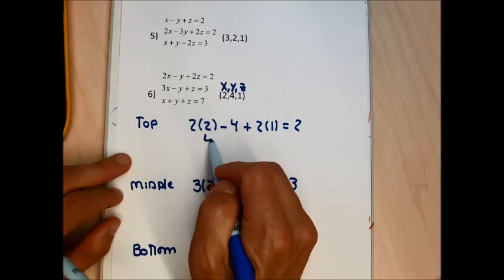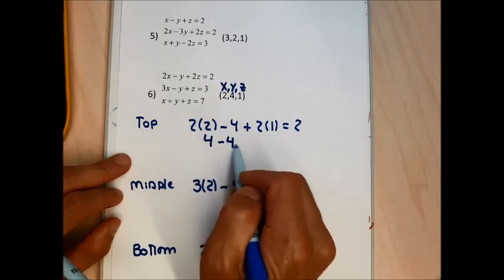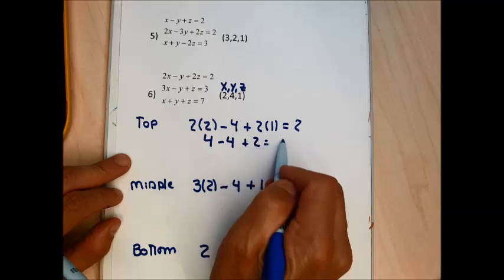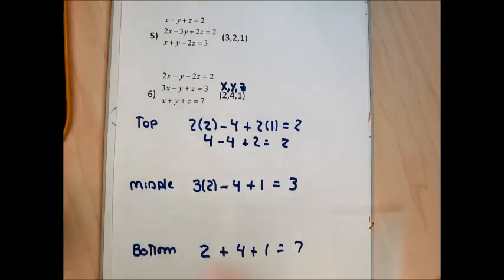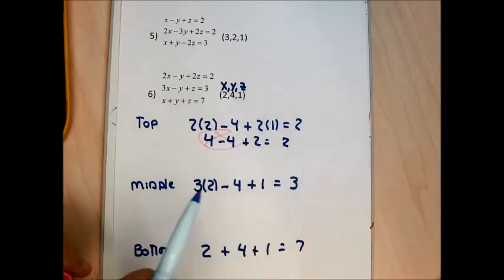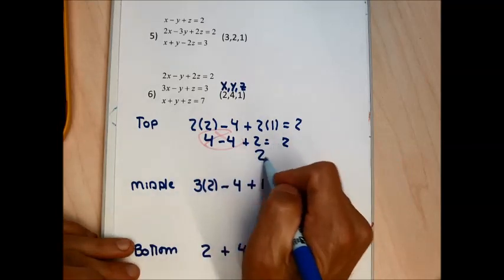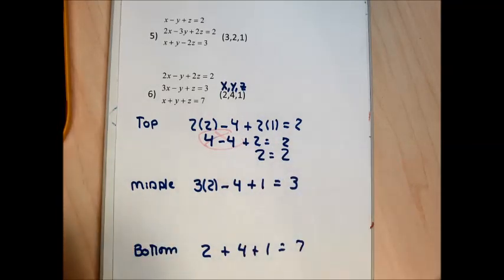For the top equation here, I get 4 minus 4 plus 2 equal to 2. And then these 4's cancel each other out. So I'm left with 2 equal to 2. So 2, 4, 1 is the solution to the top equation.